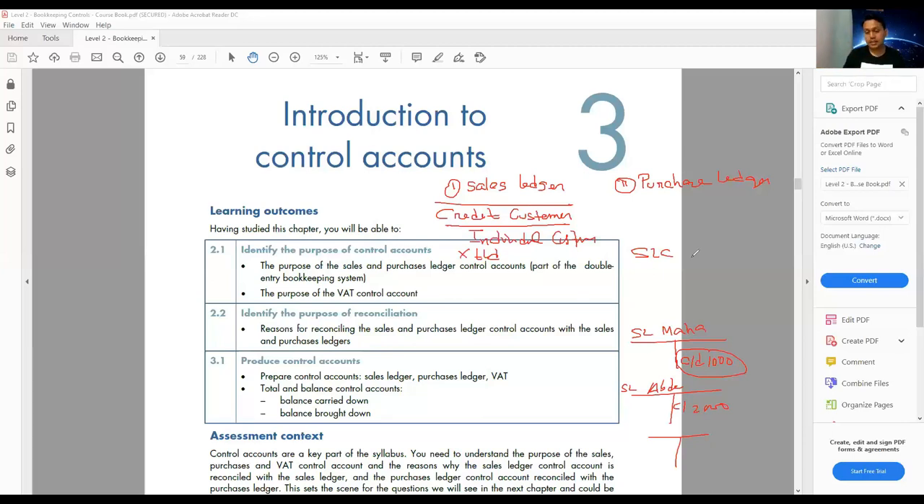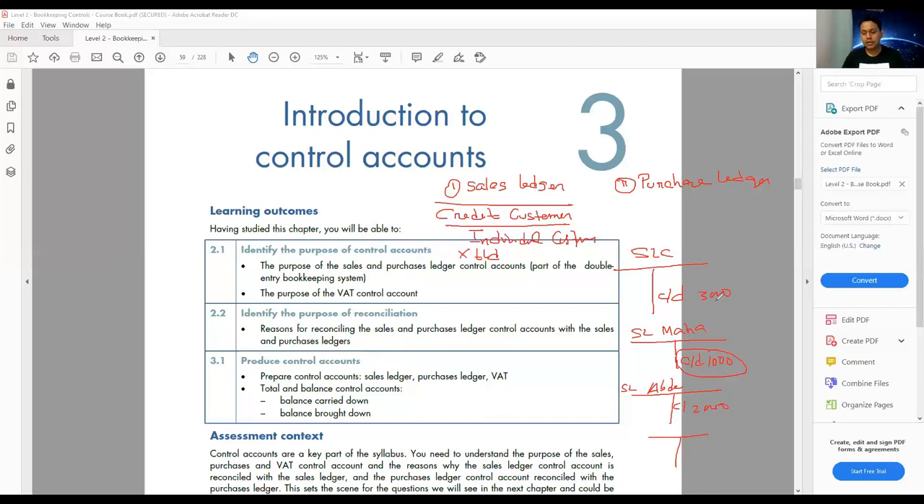Now on the sales ledger control, we don't have any name. On the sales ledger control, we do not write the customer name. We only write the total amount, because sales ledger control is not concerned about individual customers. It's a total balance. So on sales ledger control, let's say we have balance CD 3000. So that means if I added all my credit customers, it will be equal to 3000.